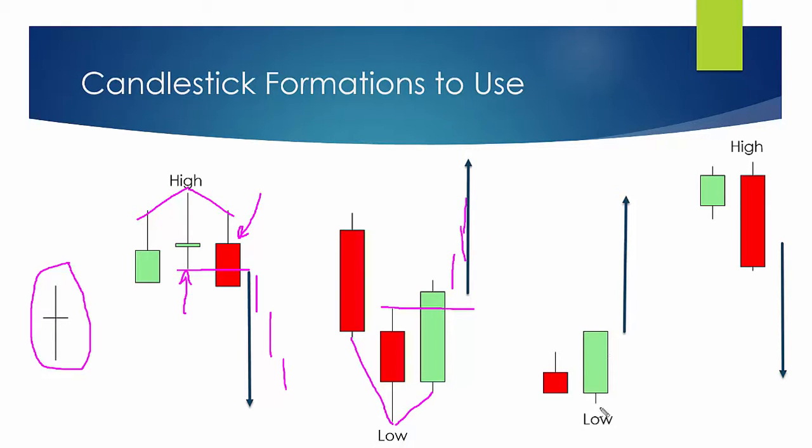Then we have an engulfing bar, and this would be an engulfing low bar that tells me the next 3 bars should go up. Again, because this closes above the high of this bar, it is a very strong signal that the next 3 bars will go up.